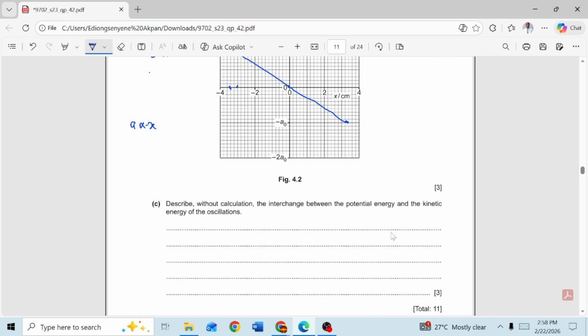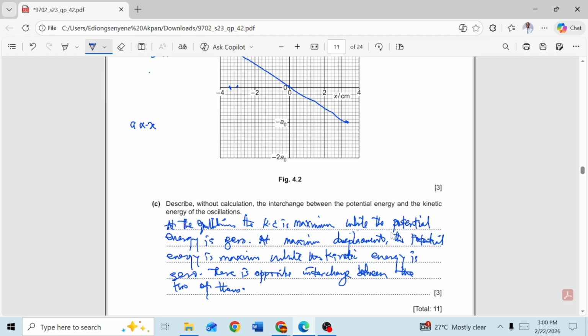Describe without calculation the interchange between the potential energy and the kinetic energy of the oscillation. At the equilibrium position, the potential energy will be 0, while the kinetic energy will be maximum, since the speed will be maximum at this point. Now, at the maximum displacement, the kinetic energy will be 0, while the potential energy will become maximum. So there is an opposite interchange between the two of them.